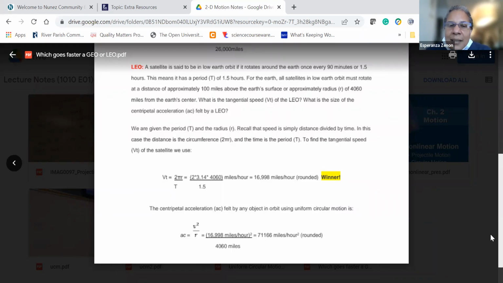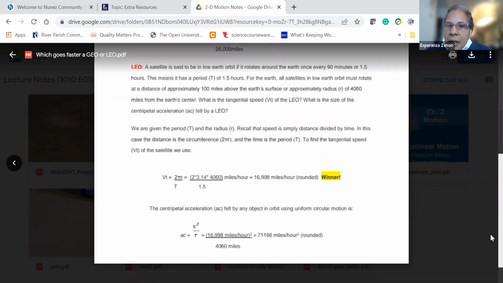So you can kind of process this two ways. This object has to go very fast to counteract that large acceleration toward the center so that it doesn't spiral into the Earth. Or you could think about it as, because it's going so fast, that is producing that large acceleration toward the center of the Earth. But in any event, the LEO wins hands down because it's going about 2.5 times faster than the GEO satellite that's out there.